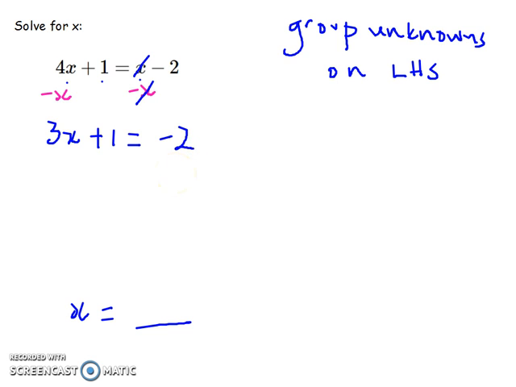Now, the same as we had in the previous example, 3x plus 1, that's the last thing that happened, so that's the first thing that goes. Take 1 from both sides. 3x plus 1 minus 1 is minus 3. Divide by the 3. My x, 3's will cancel. I have x equals minus 3 divided by plus 3 is minus 1.